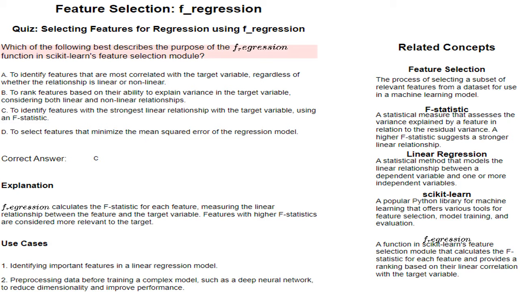False. While regression aims to identify relevant features, it specifically focuses on linear relationships and doesn't account for nonlinear correlations. C. To identify features with the strongest linear relationship with the target variable, using an F-statistic. False. Regression primarily focuses on linear relationships and uses the F-statistic to rank features based on their linear correlation with the target. It doesn't directly consider nonlinear relationships.